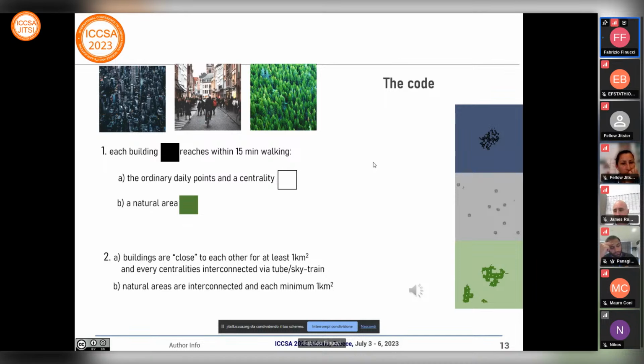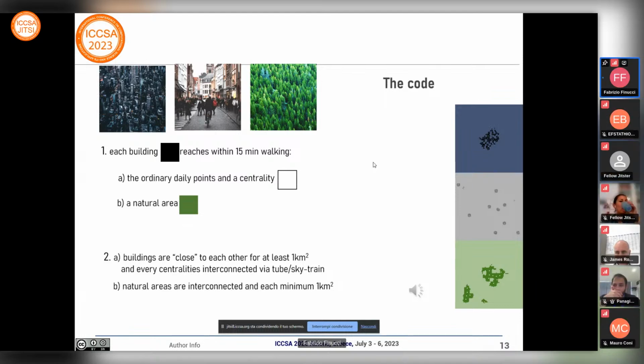So if you apply these very simple rules, and we can think of cellular automata, you can have very different types of scenarios, all satisfying the main criteria of isobenefit urbanism, which is to be able to reach within roughly 15 minutes walk, meaning 1 mile, the points that usually you need in your daily activities, plus a natural area and a centrality.